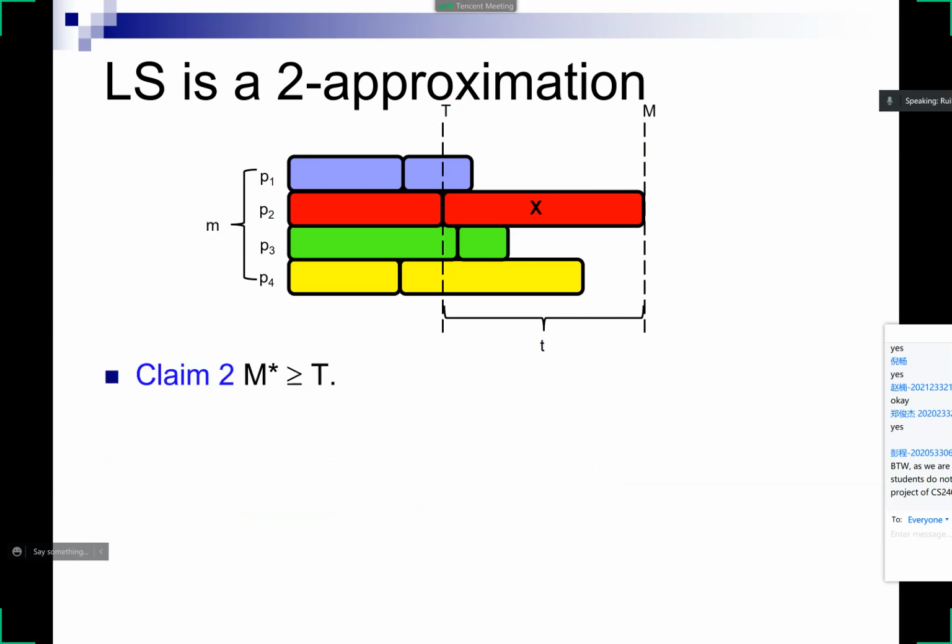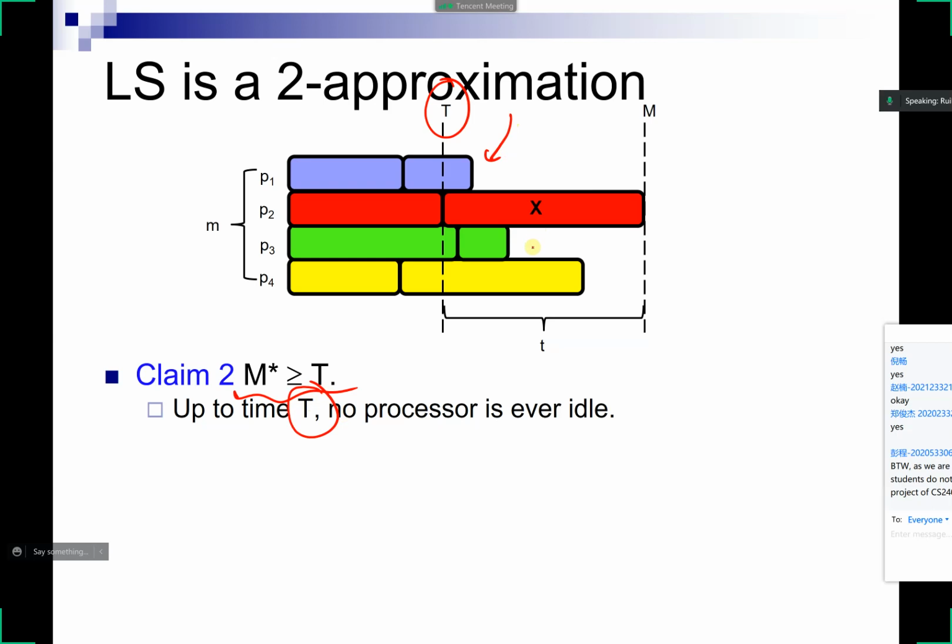Okay, so next, we're going to prove that the optimal schedule is going to be at least capital T, the starting time for the final job. And the reason for this is because up until time capital T, no processor is idle. After time T, you can have some processors which are idle, but before time capital T, no processor is ever idle.